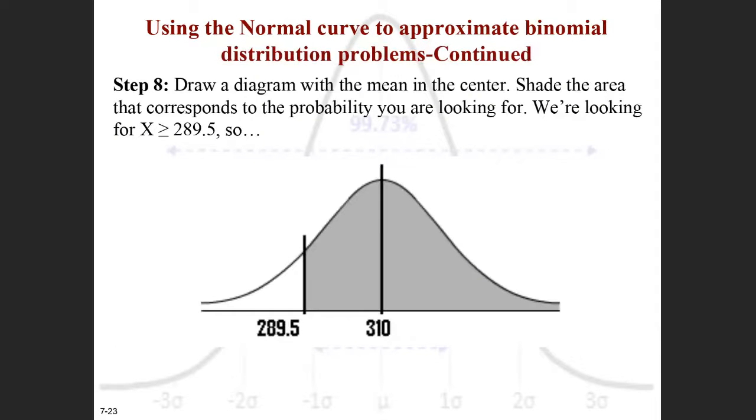All right. So we know the mean. This is where 289.5 resides. So it's to the left of the curve. Everybody agree with that? Okay. So we're looking for x is greater than, so it's the area to the right that we want to know. Any questions about that?